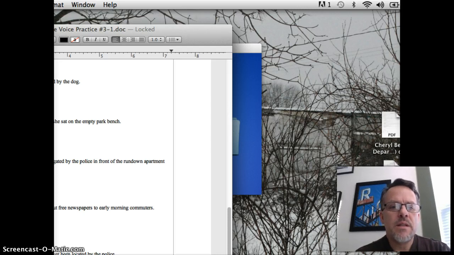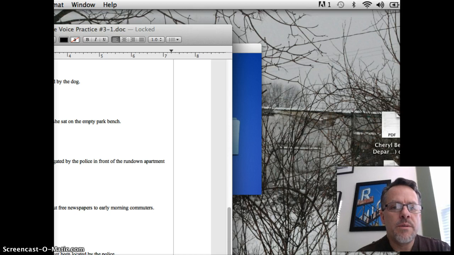Number 10 says, a grizzled man was handing out free newspapers to early morning commuters. Was handing out is the past progressive verb. There's no form of the verb be here, so it cannot be a passive. It must be an active.